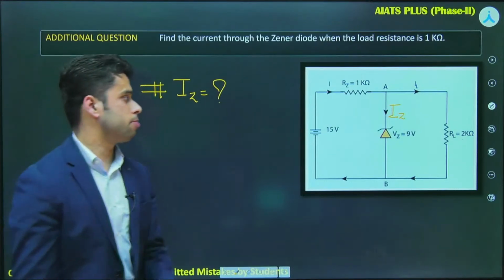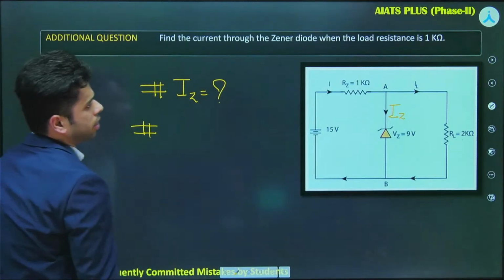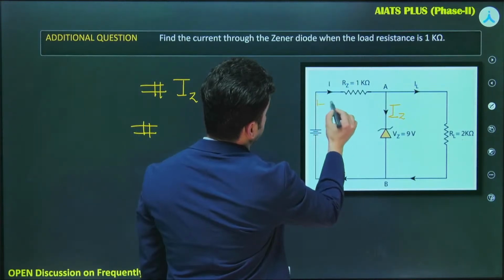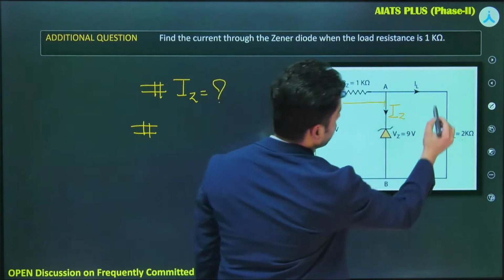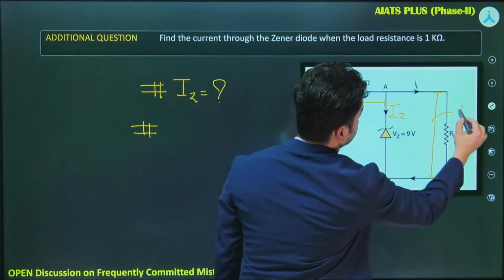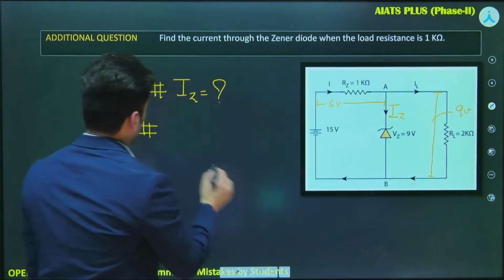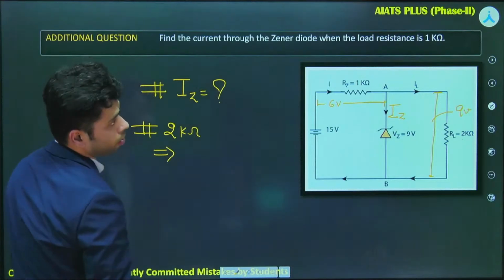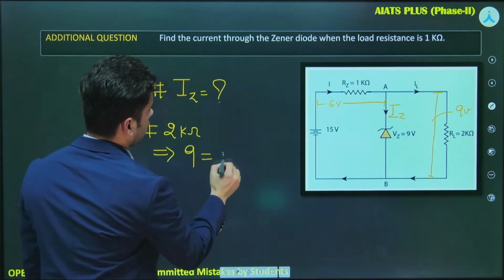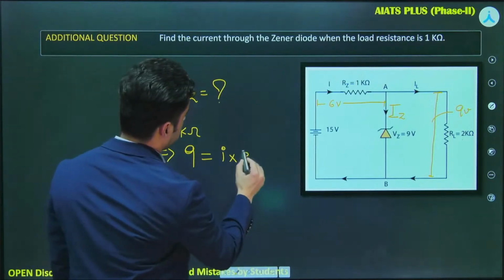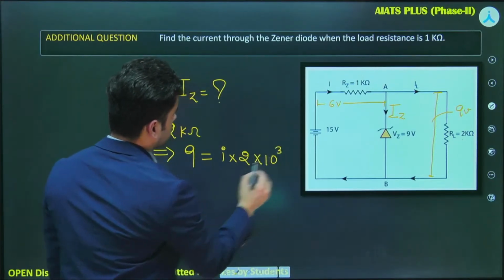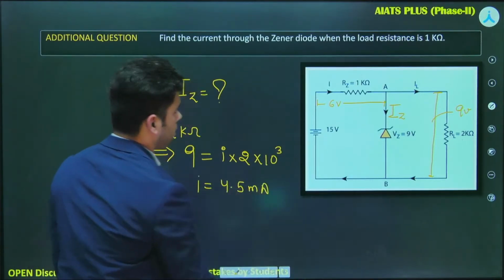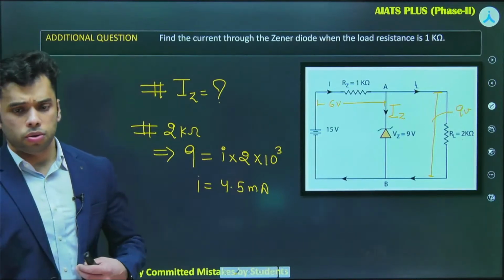Okay, let me solve this for you. First, 15 volt is the total drop, and 9 volt is the drop across this. So there will be a 6 volt drop across this, and a 9 volt drop across this. For the 2 kilo ohm, I can write that 9 should be equal to I into R, where R is 2 into 10 raised to the power 3. So I is coming out to be equal to 4.5 milliampere, in parallel condition to the resistance.